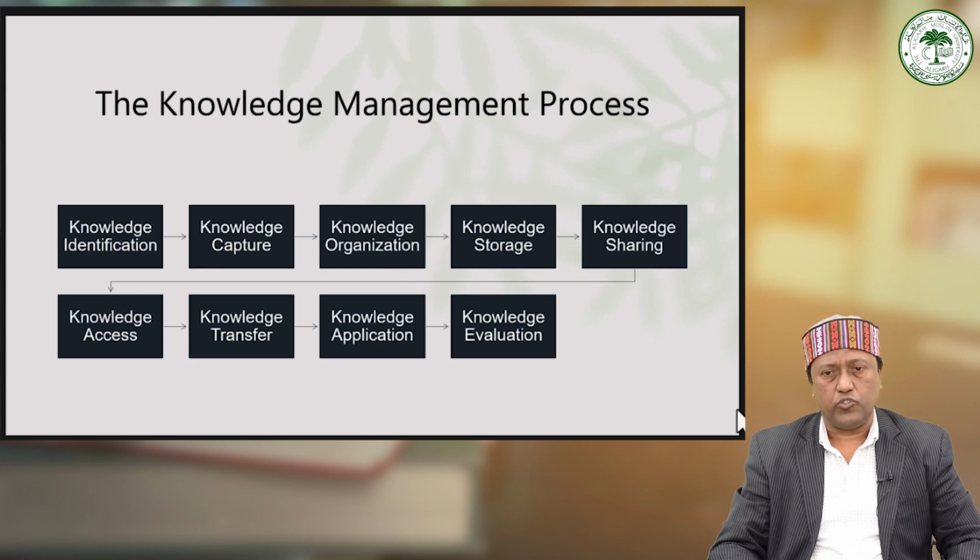Next step is knowledge access. Knowledge should be made readily accessible to those who need it when they need it. This may involve implementing search functionalities, knowledge portals, or other tools that enable employees or researchers to find and access relevant knowledge resources. The next step is knowledge transfer.